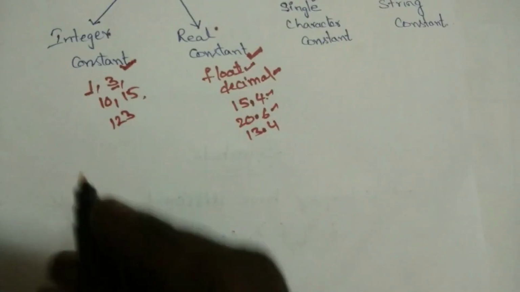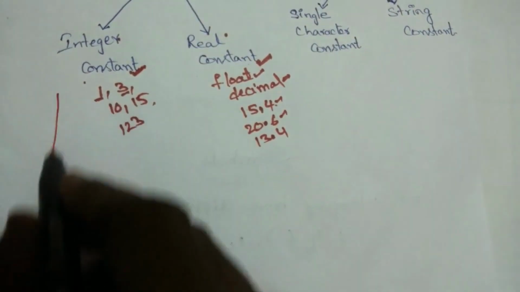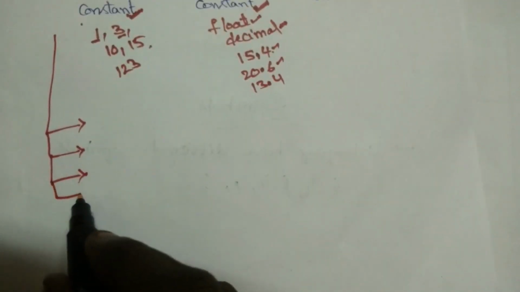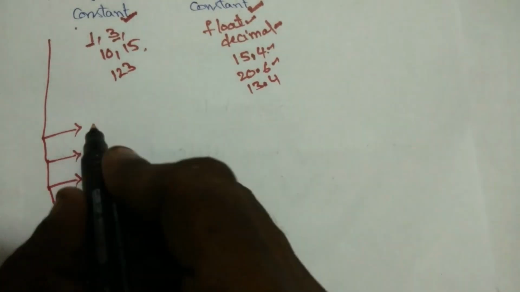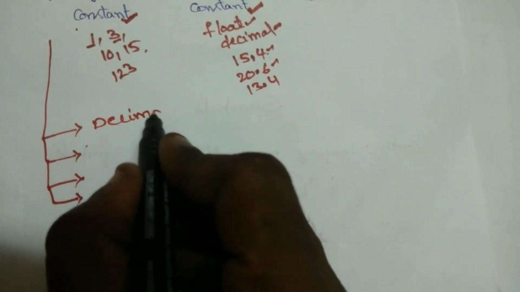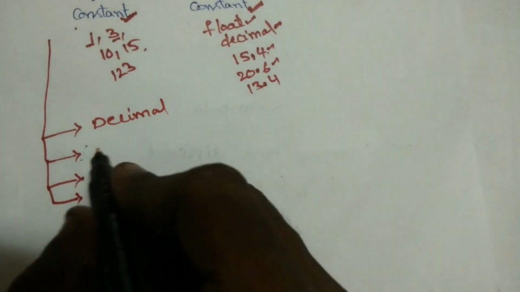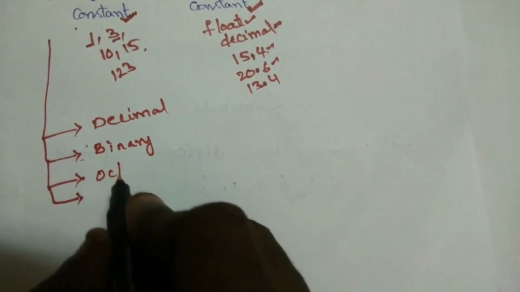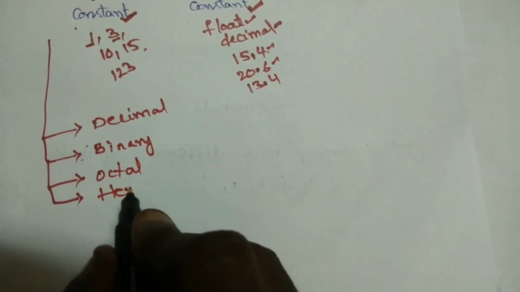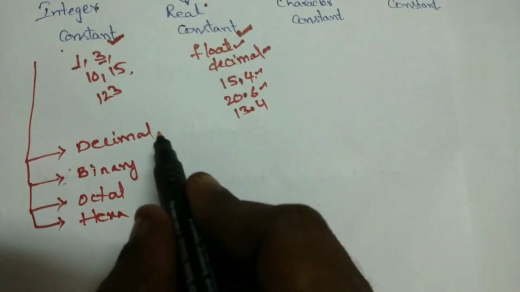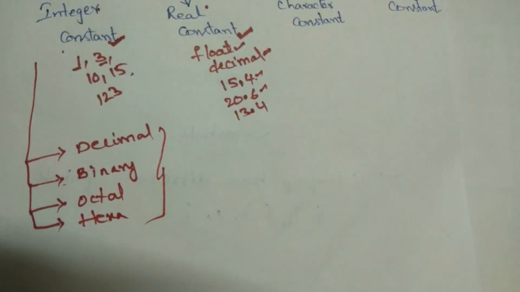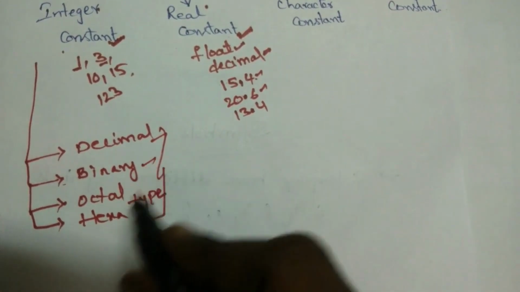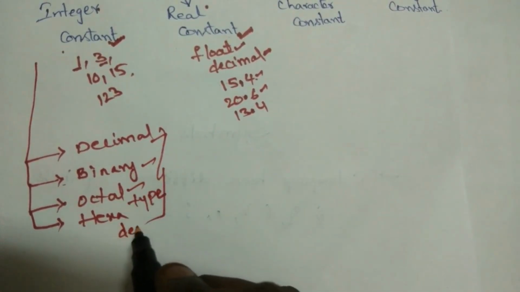Now this integer constant can again be represented in four ways. This integer constant may be a decimal number, or a binary value, or an octal number, or a hexadecimal number. A number can be represented in any one of these types.